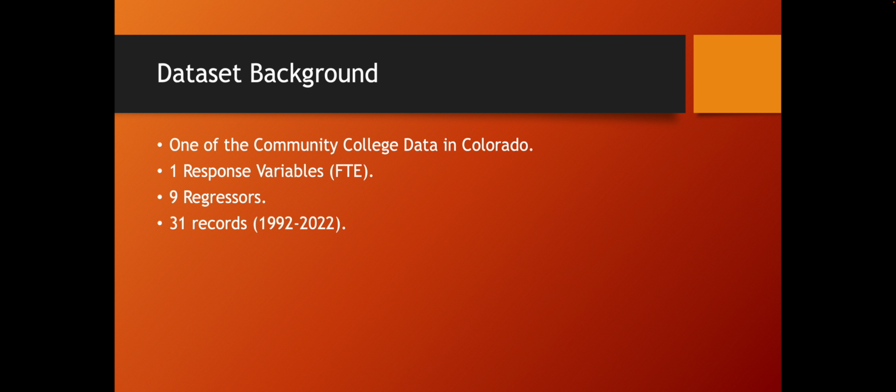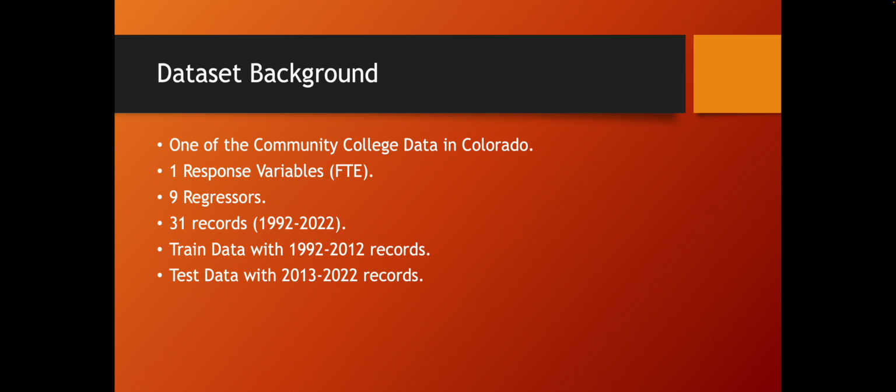There's 31 records in this dataset. It's a time series dataset from 1992 to 2022. I'm going to train the data with the FTE from 1992 to 2012 and then test it with 2013 to 2022 records in the dataset. There's no categorical data in this dataset.